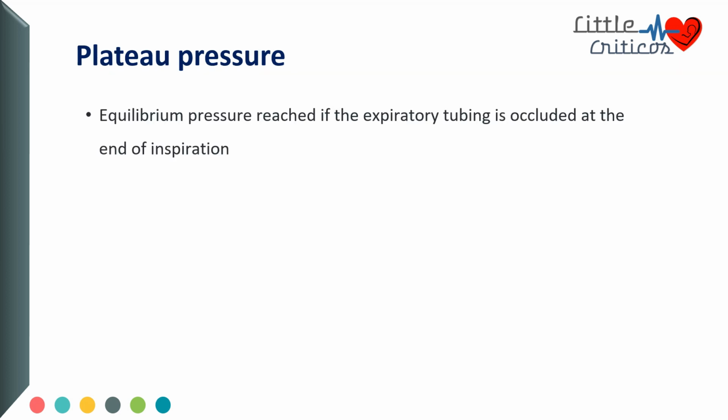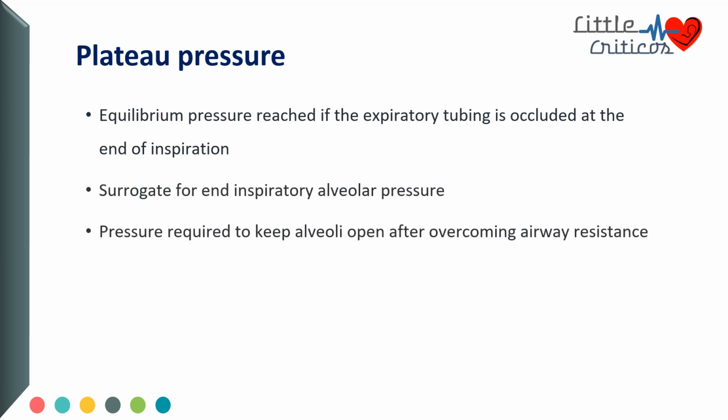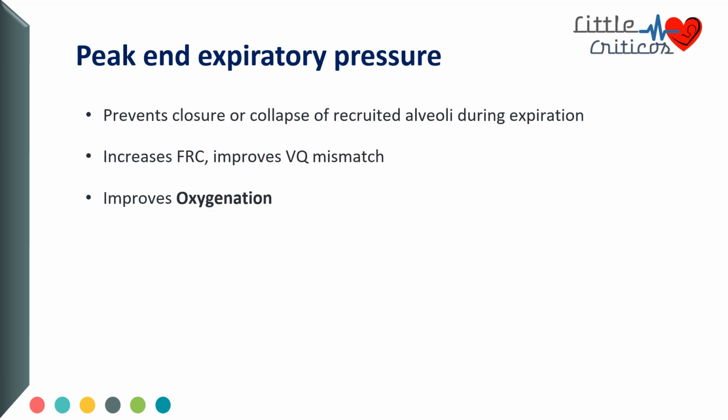Plateau pressure is the equilibrium pressure reached if the expiratory tubing is occluded at the end of inspiration. It is a surrogate for end inspiratory alveolar pressure. It is the pressure required to keep the alveoli open after overcoming airway resistance. Positive end expiratory pressure prevents closure or collapse of recruited alveoli during expiration. It increases the functional residual capacity, improves the VQ mismatch, and thus improves oxygenation.